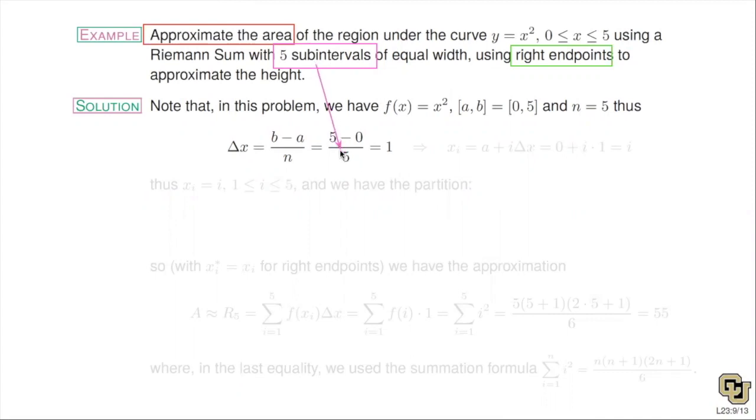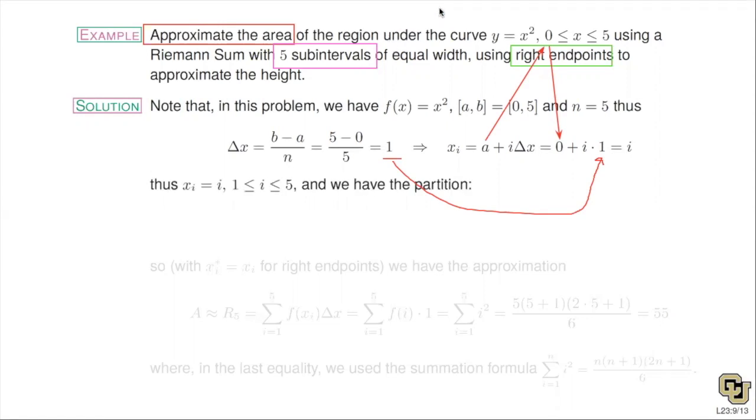That's the 5 subintervals. If we're finding the exact area, n would just be left as the letter n. Okay, well, I'll do an example like that next time. And so I found delta x. Once I find delta x, I can find x sub i. x sub i is just a plus i delta x. I know a is 0. And I know that delta x is 1. So a plus i delta x just looks like 0 plus i times 1, or x sub i just equals i, where i goes from 1 to 5. That's really important. Don't forget.